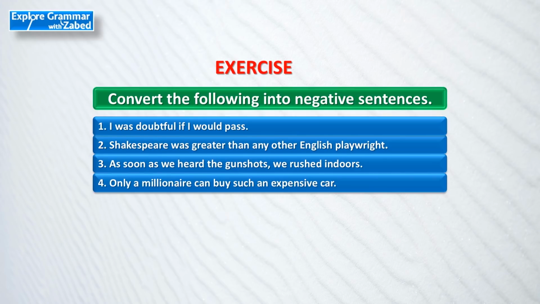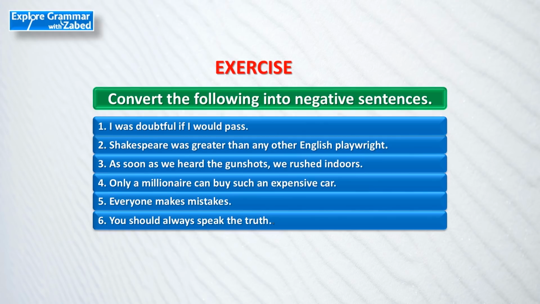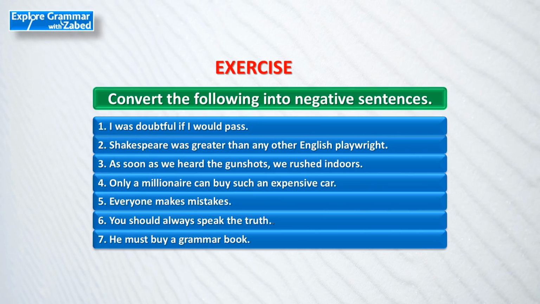Sentence number 5. Everyone makes mistakes. Sentence number 6. You should always speak the truth. And sentence number 7. He must buy a grammar book.